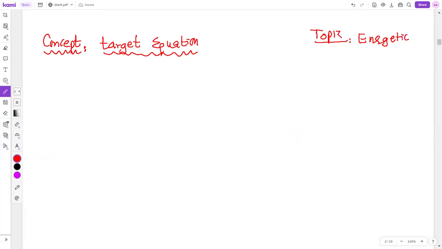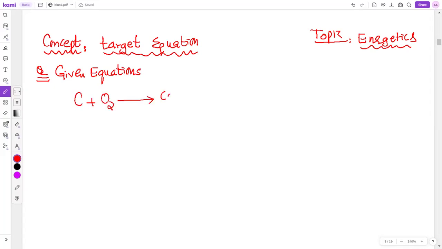इसमें बेटा, what we need to do: they will give us equations. Given equations will be there, and from the given equations we are supposed to produce the required equation. Okay, so let us say the given equations are like this: carbon plus oxygen produces carbon dioxide gas. The enthalpy change of this reaction is minus 394.